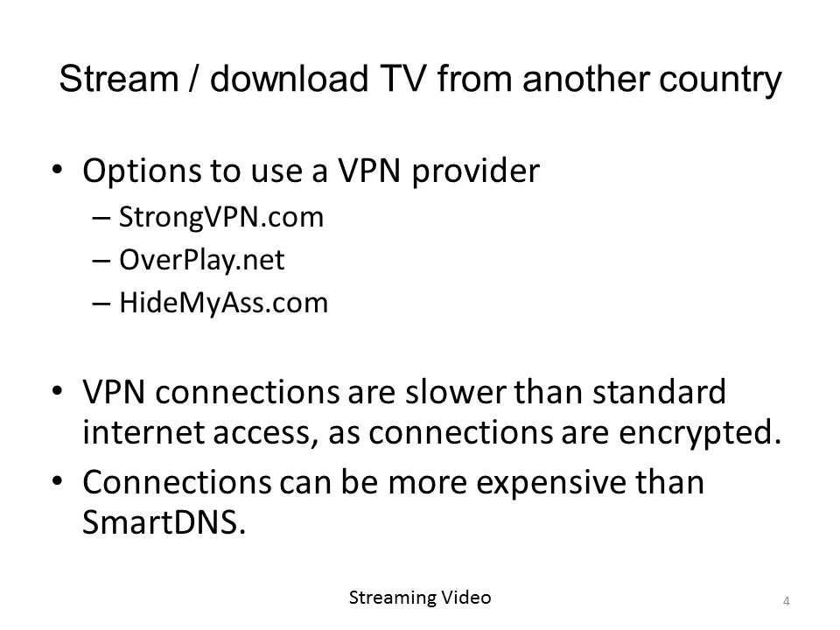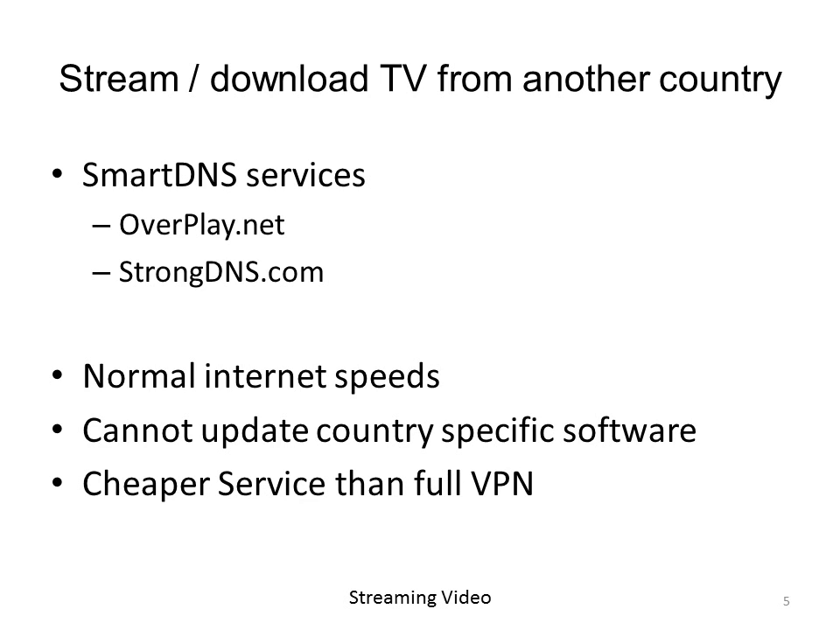Current VPN providers are shown here. The problem with VPN in order to download TV content is VPN connections tend to be slower than standard internet connection because the connections are encrypted, and they tend to be more expensive than the Smart DNS alternatives. Smart DNS services, for example Overplay and Strong DNS, both services I have used quite successfully for a couple of months now.